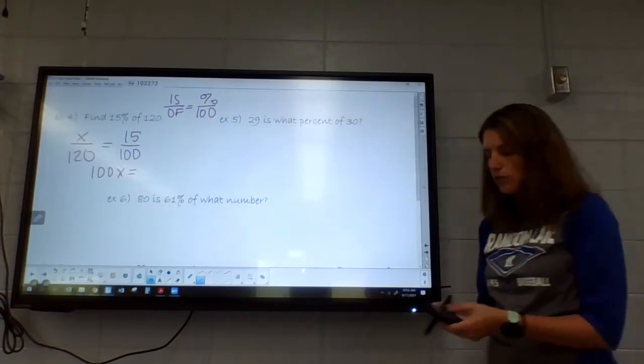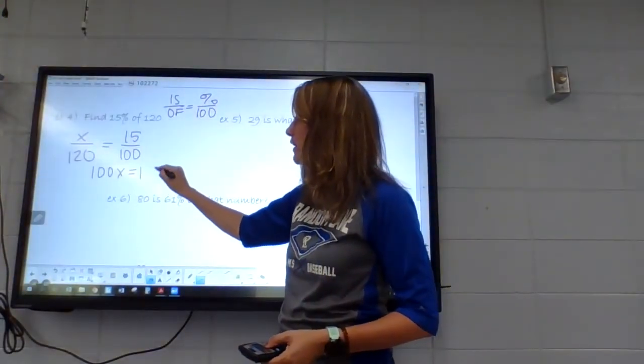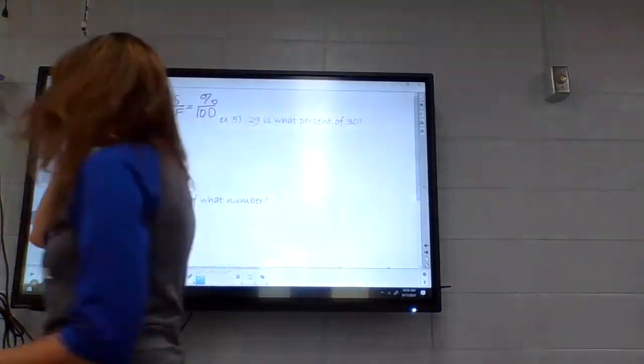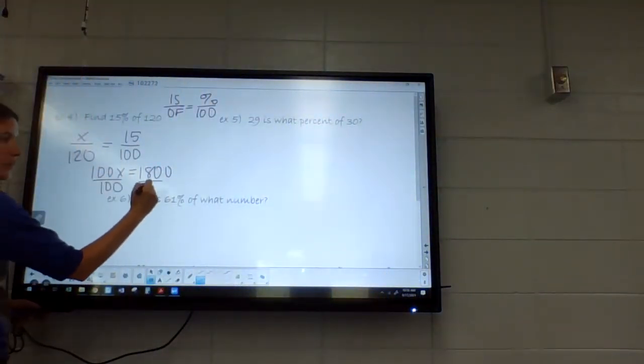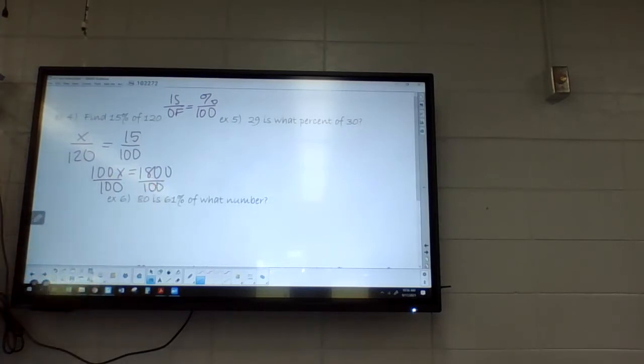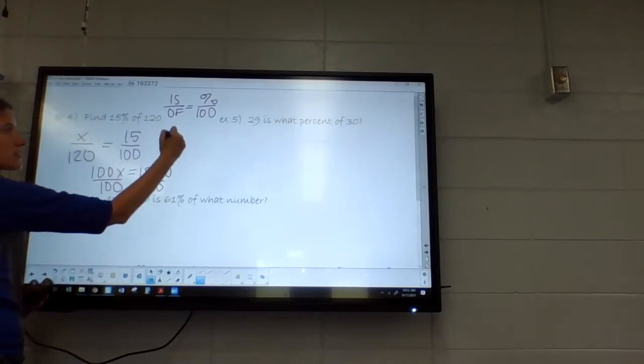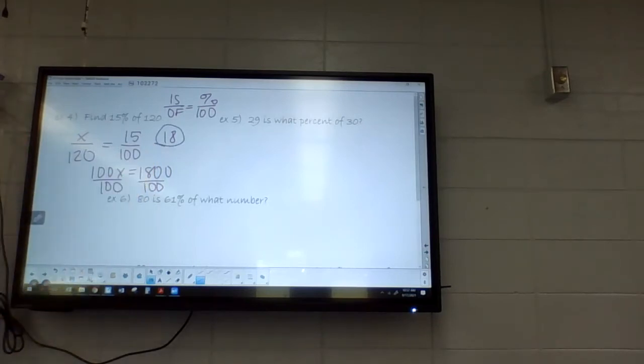Or if you get answers wrong regularly, maybe the day of the test, that's time you could use this formula, practice it, so we end up with 18 for our answer here. So 18 is 15% of 120.